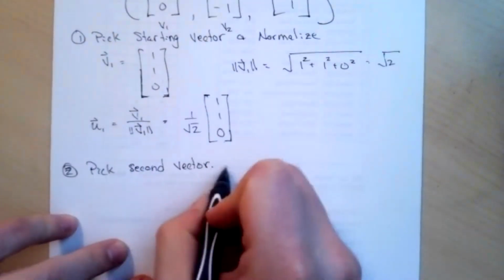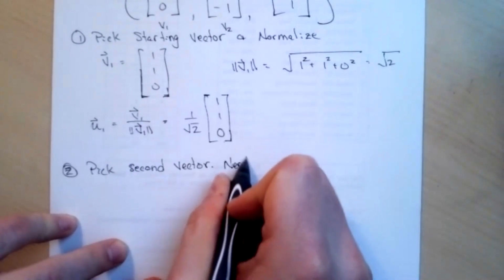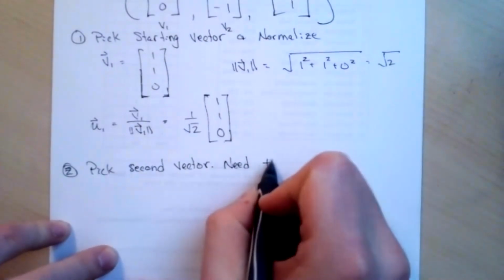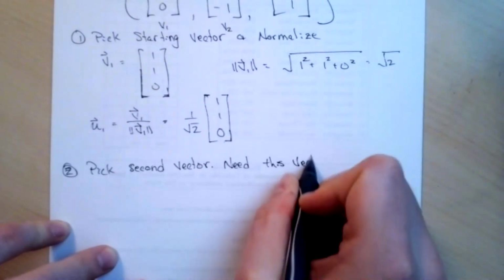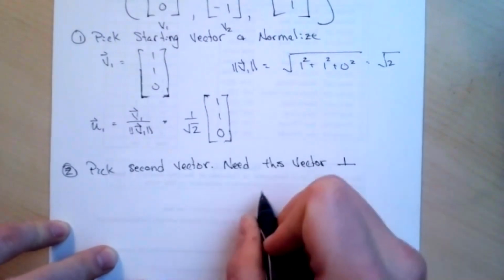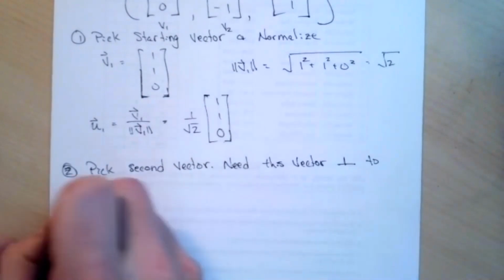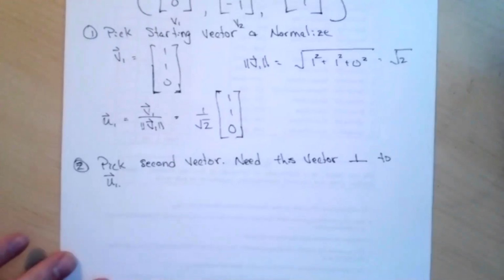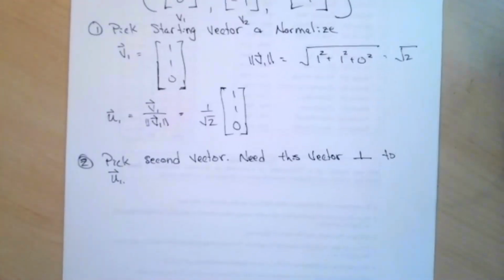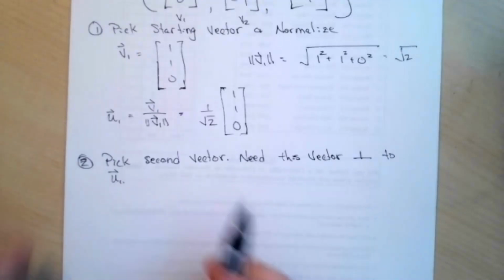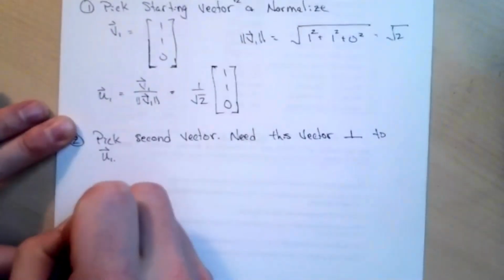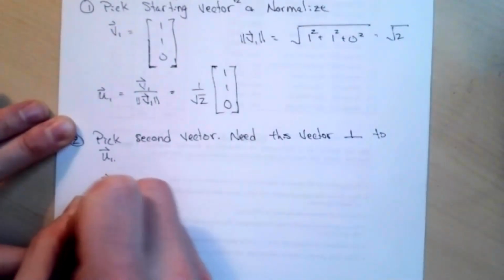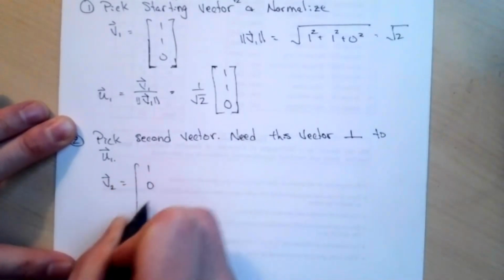And what do we want? We need this vector perpendicular to the first. And how do we do that? So if you remember way back when we were in this chapter, when we were talking about dot products, we simply break our vector down. So let's give our vector first. So our V2, let's go ahead and write it: 1, 0, minus 1.